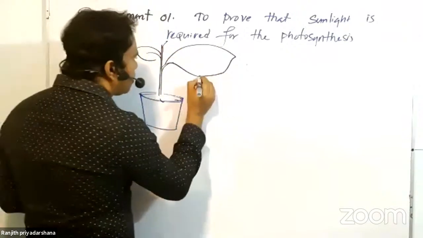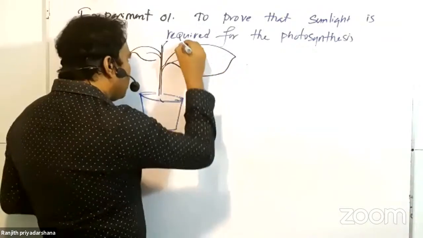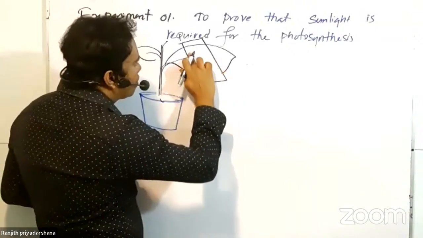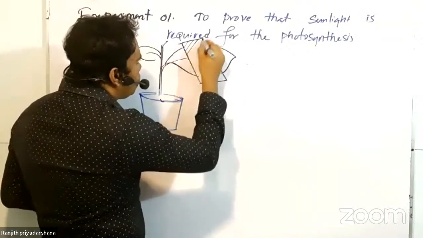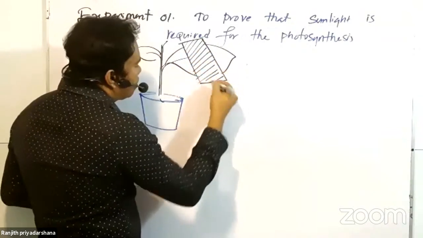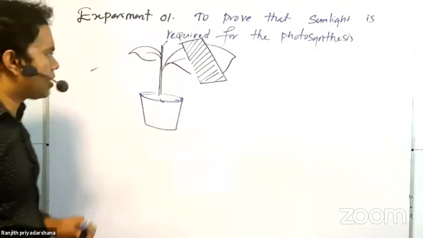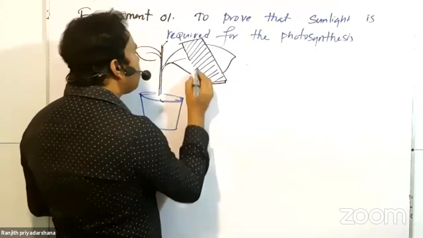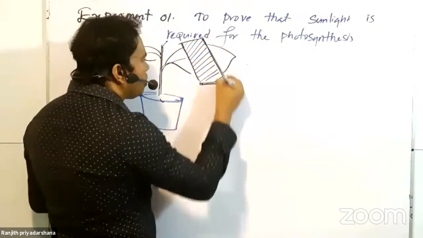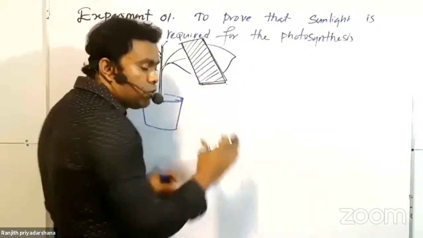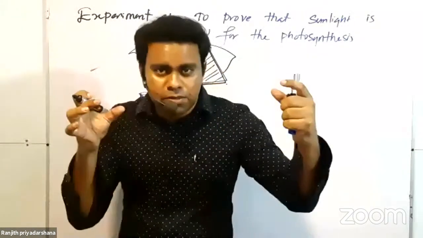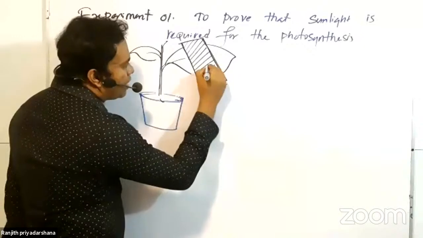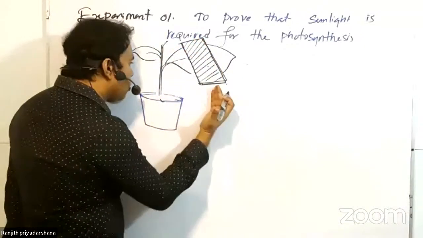Okay, so it's a pot plant. We have to supply sunlight as well as control the sunlight. So we have to use 2 opaque black strips of paper and cover both sides of a portion of the plant leaf, like this. Then sunlight is absent to this area, upper surface and lower surface.